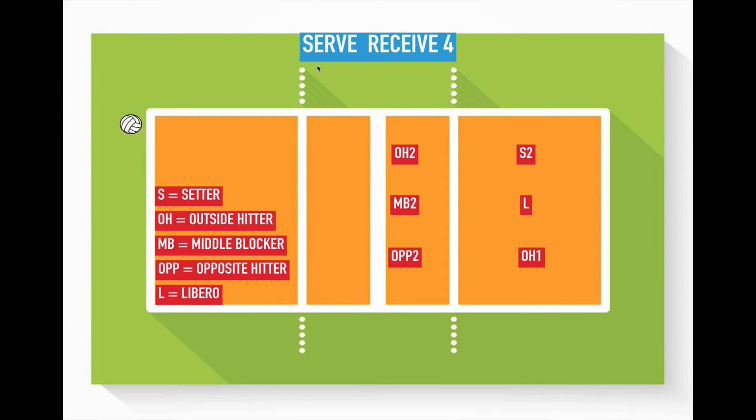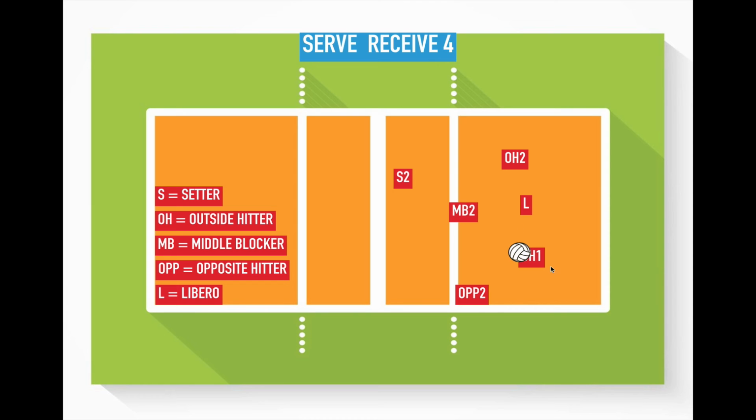Which brings us to serve receive 4, which is very similar to serve receive 1. We're going to bring our outside hitter back, which means our setter has to move back out of the way. And here's our 3 passers. We're going to put our opposite in position to hit. We're going to move our middle blocker out of the way. On serve, the middle blocker is going to get in position to hit, and the setter is going to come to her position.